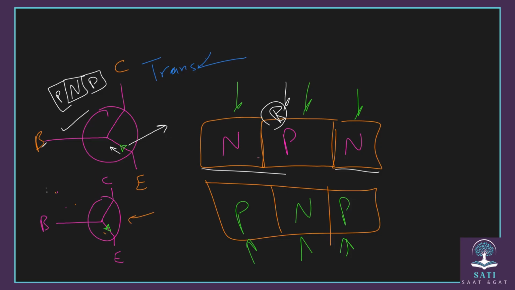Okay, what about this type now? As you see, where does the arrow point to? It points to the emitter, and its direction is always towards the negative. That means the emitter is negative, the end is negative, and the other end is also negative. So the middle is positive. So this one is called PNP.